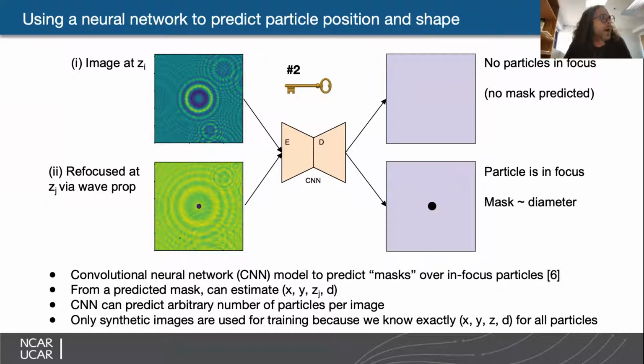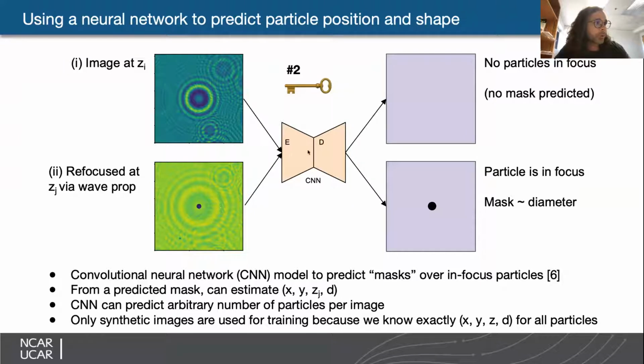The image on the top shows a small subsampled image, a tile, going into the neural net, and the neural net's supposed to predict nothing. It should predict an image the same size as the input image, but all zeros, okay? Because there's no particles in focus. The bottom example shows you when there is a particle in focus in the input image.